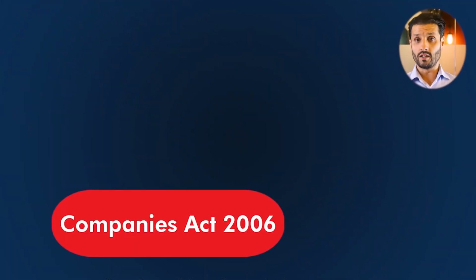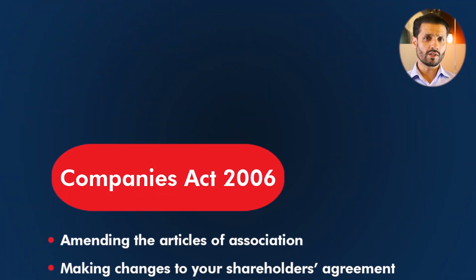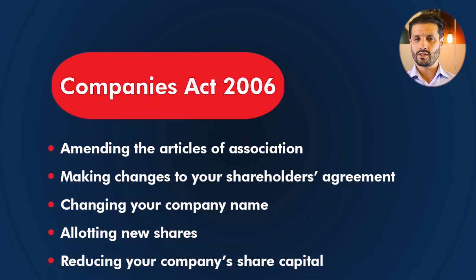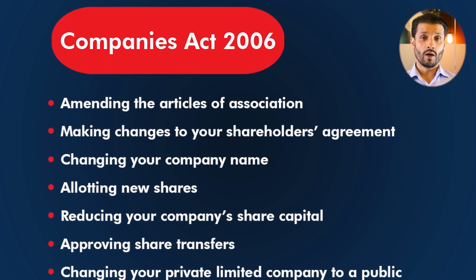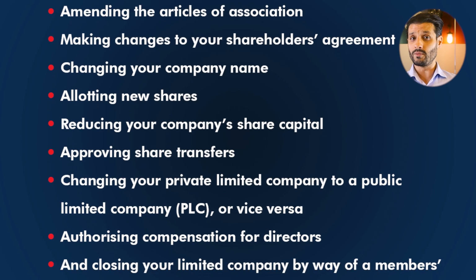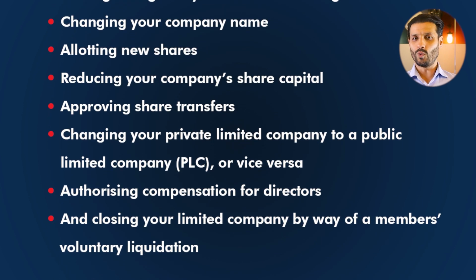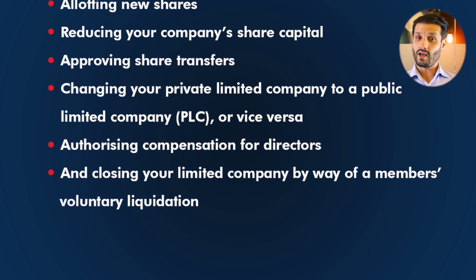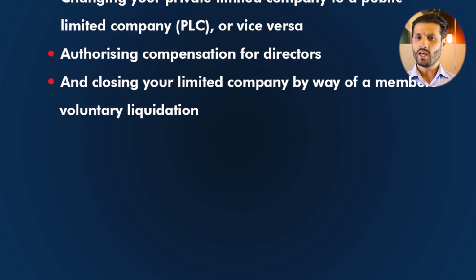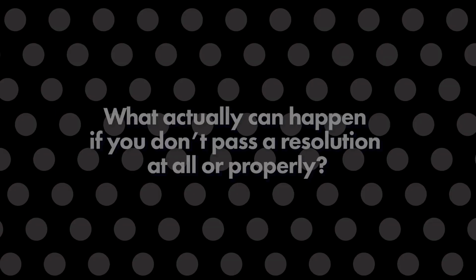The Companies Act 2006 specifies a number of important decisions that require a special resolution of the members, including but not limited to amending the Articles of Association, making changes to your shareholders agreement, changing your company's name, allotting new shares, reducing your company's share capital, approving share transfers, changing your private limited company to a public limited company or vice versa, authorizing compensation for directors, and finally closing your limited company by way of a member's voluntary liquidation. In essence, special resolutions were designed to protect the interests of minority shareholders, thus the 75% majority required.